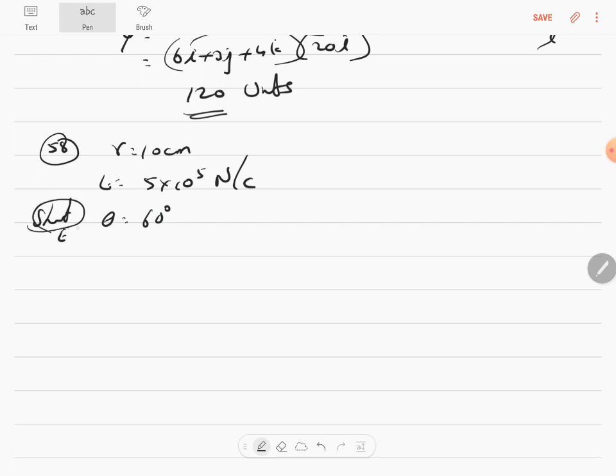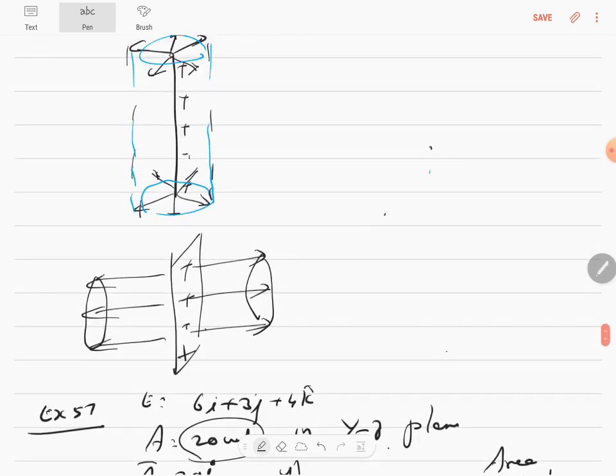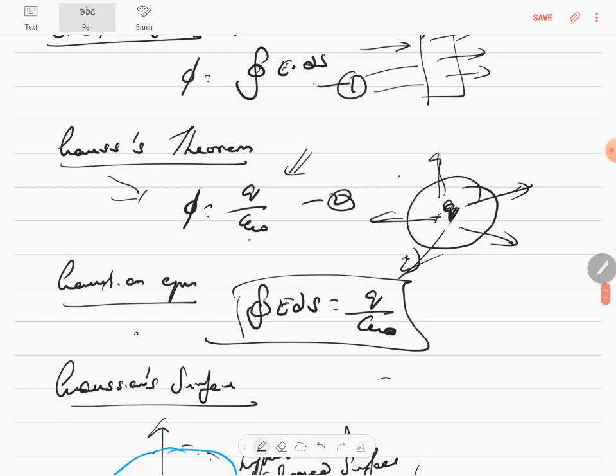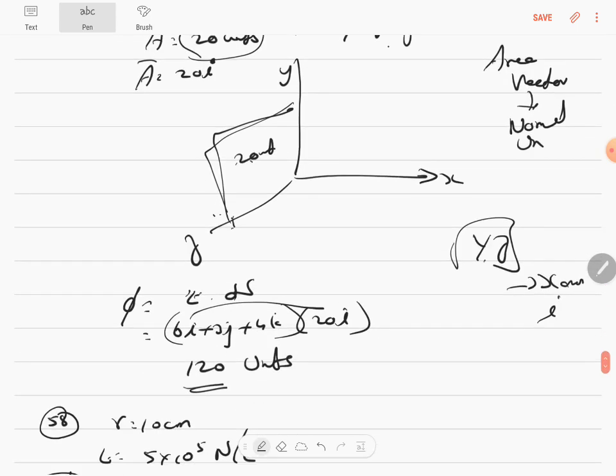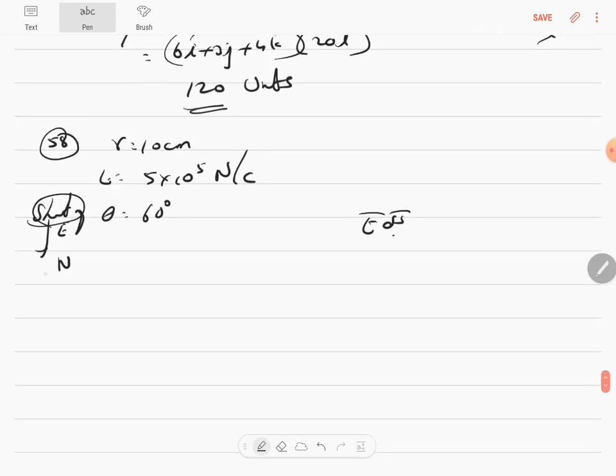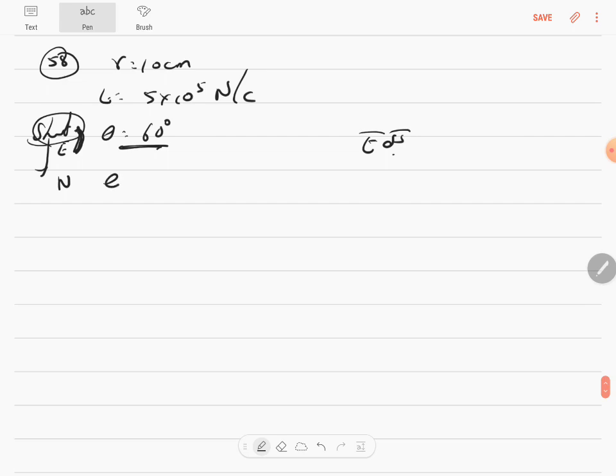But you don't need the angle between the sheet and the electric field. You need the normal to the sheet and the electric field, because E dot dS is a dS vector, and the dS vector is normal to the surface. So if the sheet is there, its normal is what you have to take. If the sheet and the electric field make an angle of 60 degrees, the normal and the electric field will make an angle of 30 degrees, 90 minus 60.